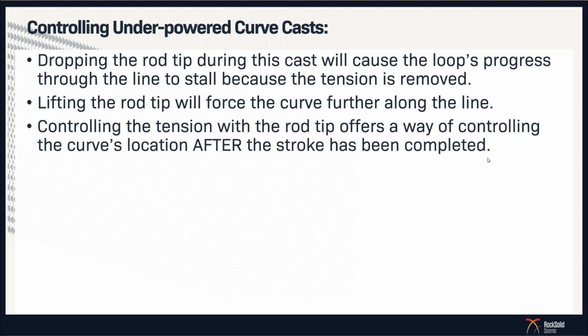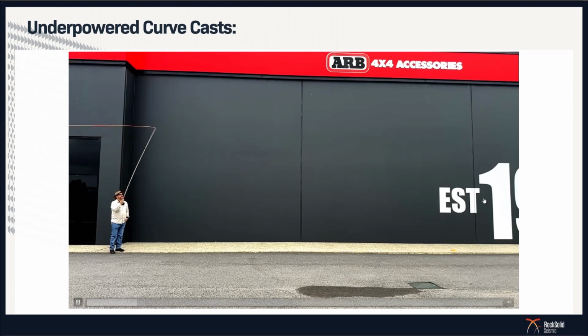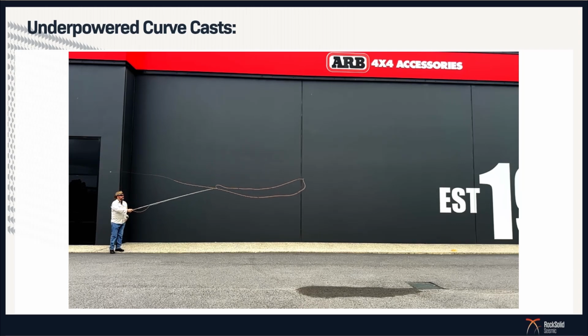So controlling the tension with the rod offers a way of controlling the curve's location after the stroke has been completed. So we made the stroke, we're not stuck with what we produced during that stroke. We can still control it a bit more after we've made the stroke by controlling what the rod tip does. So here's an underpowered curve cast. When I drop the rod tip, I stop that loop traveling through the line, and you can see it just collapses and it falls to the ground. That's what we're trying to achieve with an underpowered curve cast.